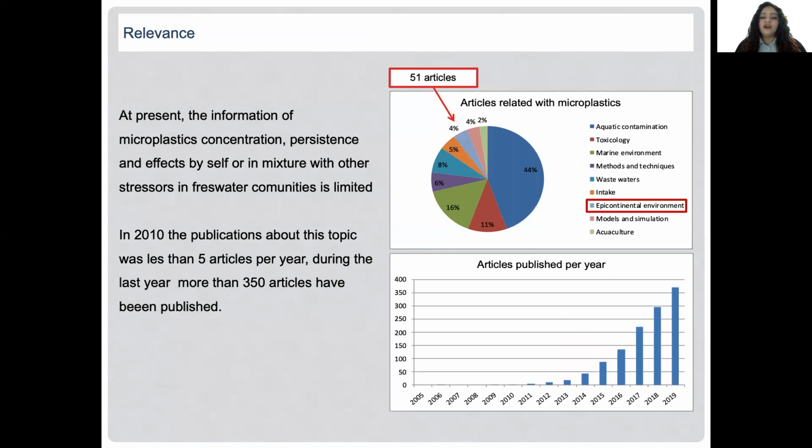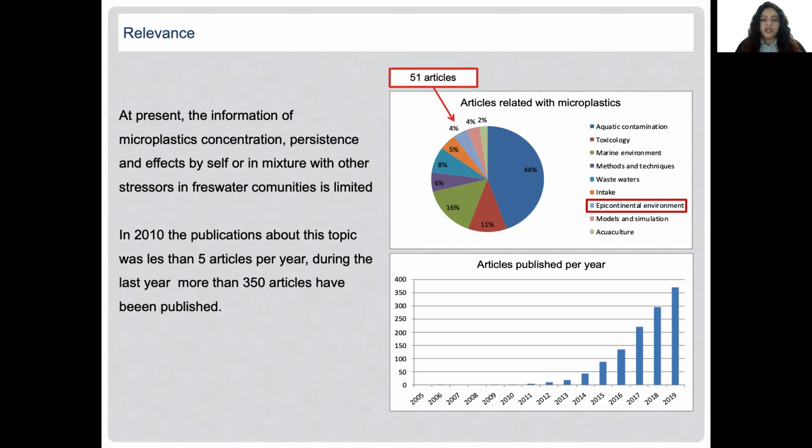The information on concentration, persistence, and type of microplastics in freshwater systems is limited. For this reason, the effect that this may have on populations of invertebrates such as zooplankton has not been exhaustively studied, even knowing that some species may have adverse effects that affect other groups, either due to bioaccumulation or not being available in the system.